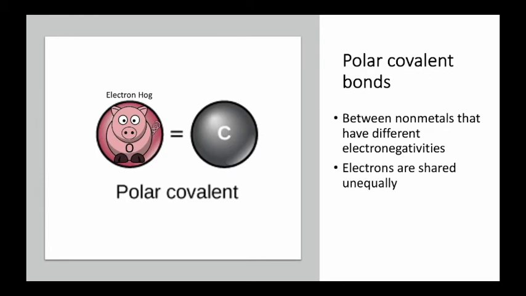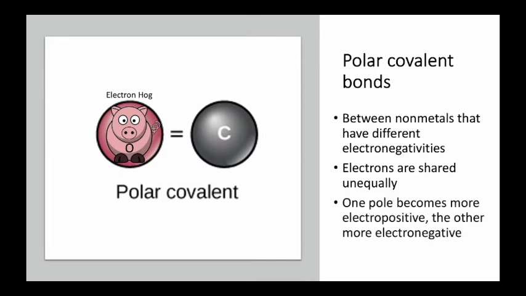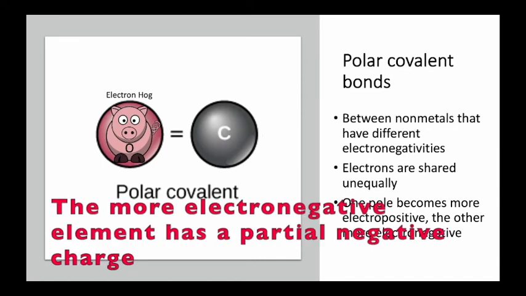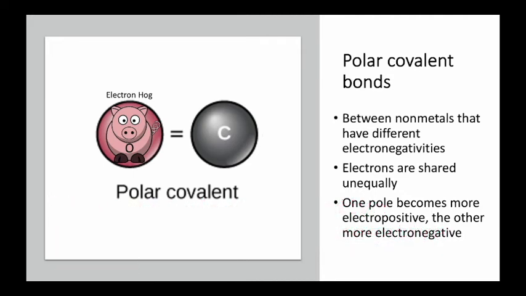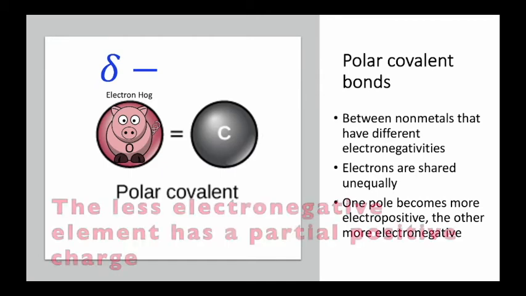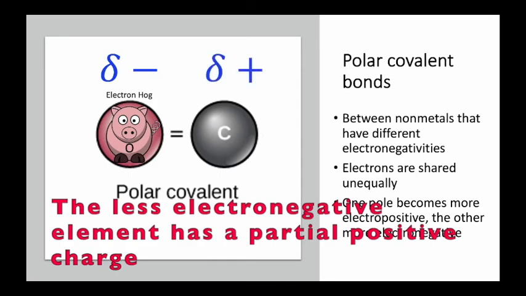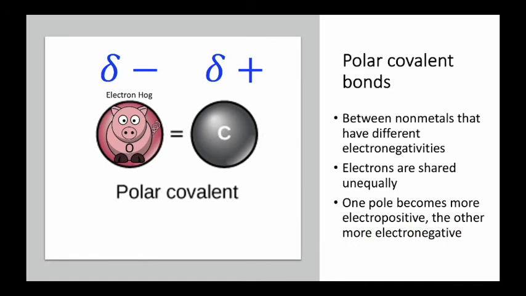The molecule develops two poles, one pole that's a little more positive and one that's a little more negative. The side of the molecule with the electronegative element gets a partial negative charge. We often denote this by using a lowercase delta with a negative sign. The side of the molecule with the less electronegative element gets a partial positive charge. We often denote this with a lowercase delta and a positive sign.